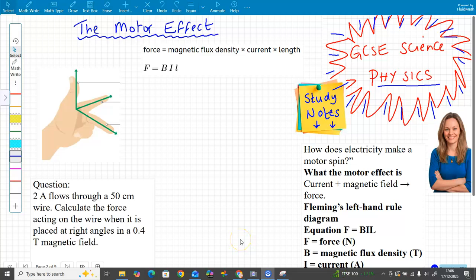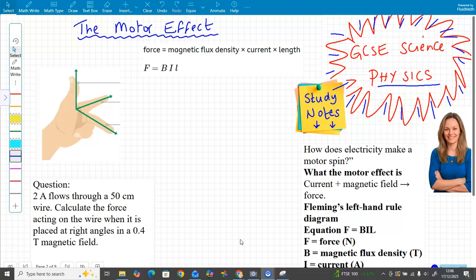Hi everyone, so we're going to look at the motor effect. This is a physics topic in magnets and electromagnets. That is a higher topic on the combined and on the physics. So in this you need to know a few things.